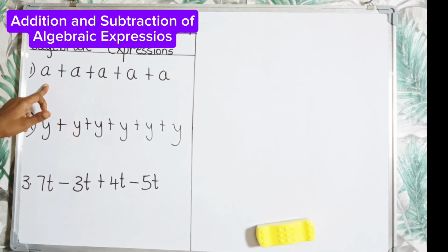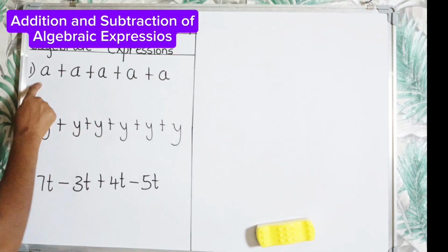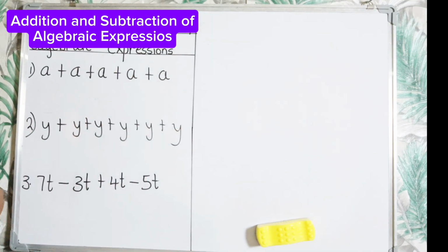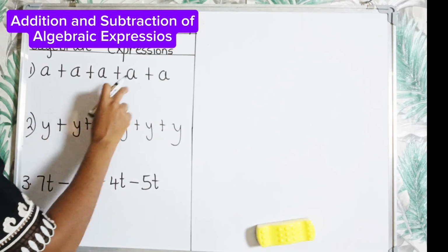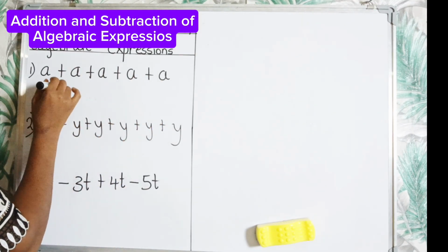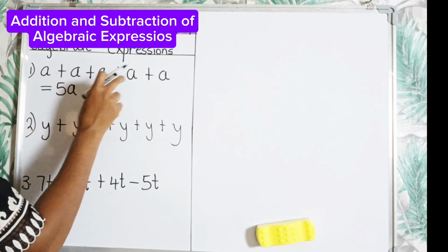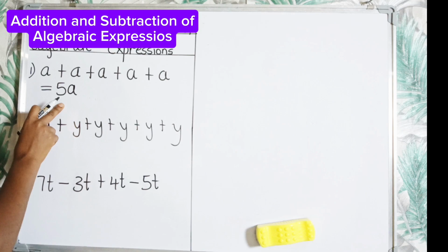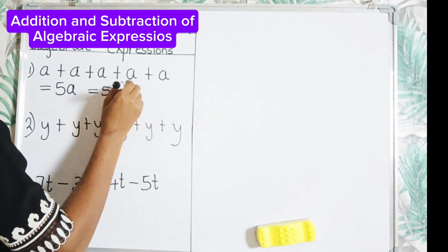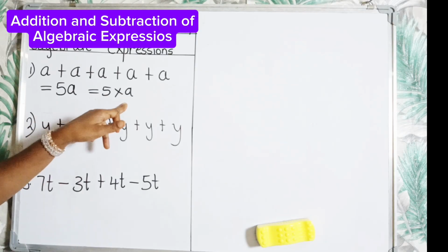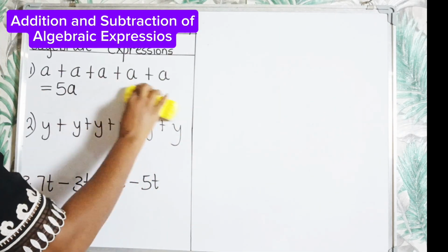Here we have a plus a plus a plus a plus a. Now we can actually add this. Okay, so let's count. We have 1, 2, 3, 4, 5. So a plus a plus a plus a plus a is equal to 5a. This can also be written as 5 times a, that is a in 5 places. Okay, but let's leave it like this.